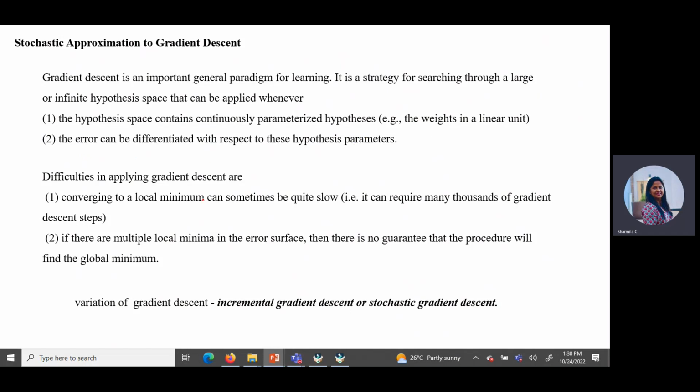Difficulties in applying gradient descent are that converging to a local minimum can sometimes be quite slow. If there are multiple local minima in the error surface, then there is no guarantee that the procedure will find the global minimum. So the variation of gradient descent is called incremental gradient descent or stochastic gradient descent.